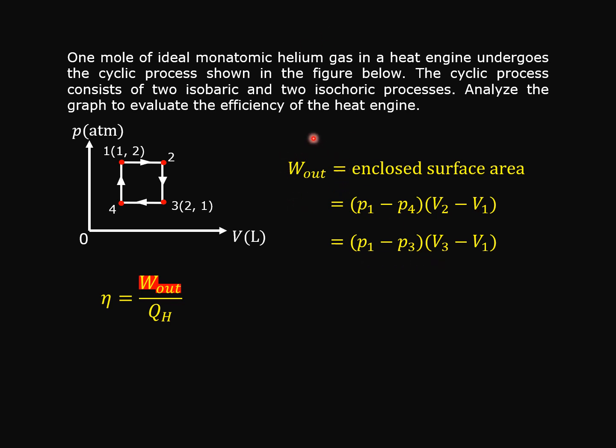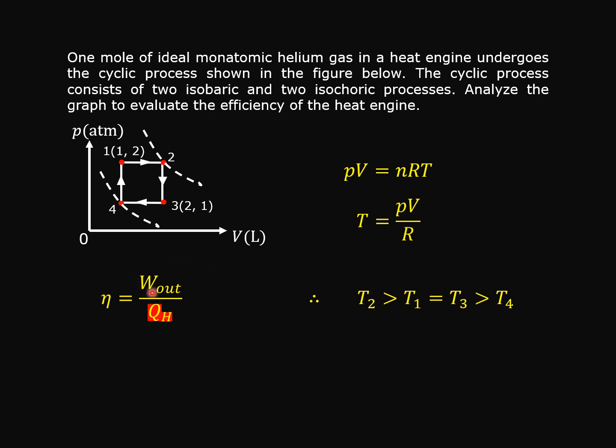This is the work done, the output work for the cyclic process, and it will take a positive value because this cyclic process happens in the clockwise direction. By checking the value of P1 minus P3, we know that this one is a positive value. P1 is larger than P3, and V3 is also larger than V1, so this one is also positive. That means after we multiply two positive values, we get that the output work is a positive value.